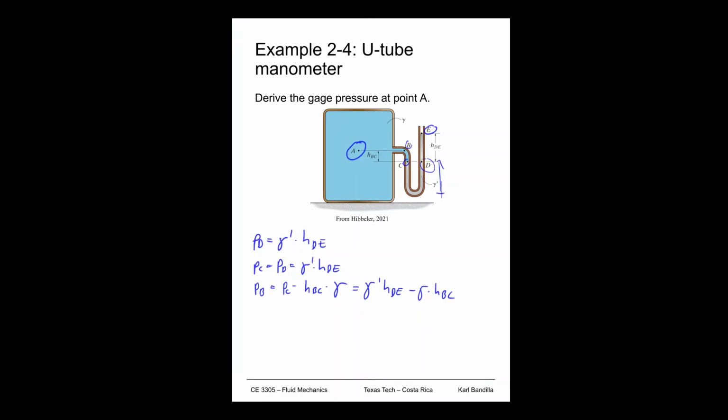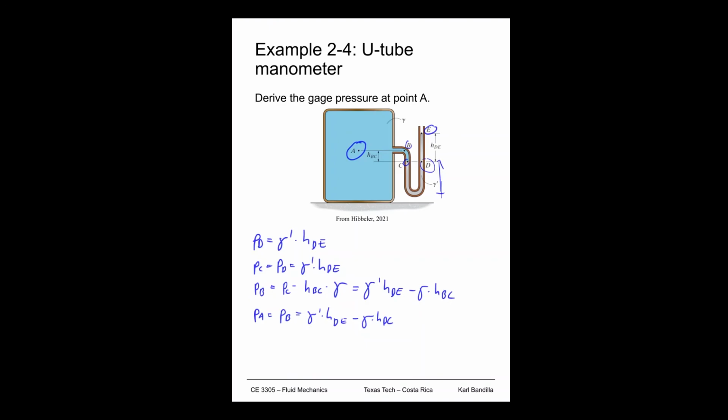If we want to have the pressure at A, well, pressure A and pressure B have to be the same because they're at the same level. So PA is going to be equal to PB, and that was gamma prime times h_dE minus gamma times h_BC. That's how we walk through these things.